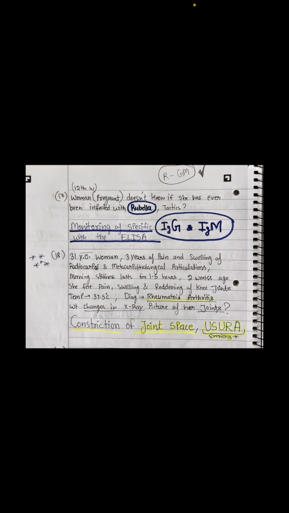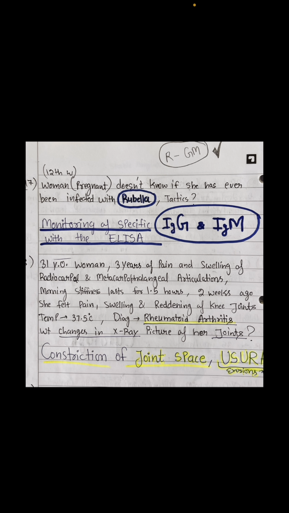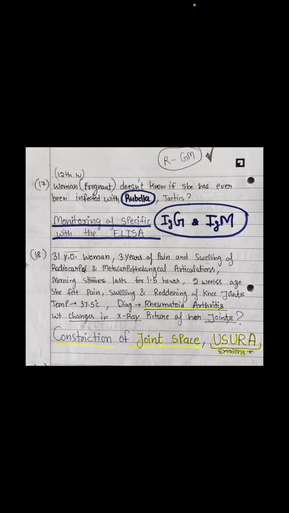A pregnant woman, in the 12th week of pregnancy, doesn't know if she has ever been infected with rubella. So what are the tactics? Rubella, or any other kind of TORCH infection, is very dangerous for the baby. If the mother has rubella, we have to terminate the pregnancy most of the time.